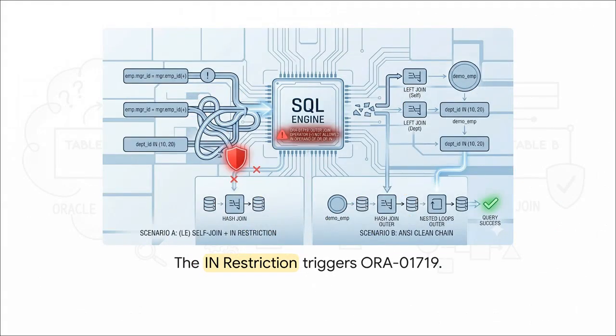And the mixing restriction isn't even the only barrier here. Say you're trying to use a legacy outer join operator, but you decide to add an IN clause, like checking if a department ID is in 10 or 20. The very second you combine that plus operator with an IN or an OR operand, the engine's execution path shatters again. This time, it tosses an ORA-01719 error. The database essentially puts up a red shield and rejects the entire query. On the flip side, if you use a clean ANSI chain with left join keywords, it easily processes the IN clause, flows smoothly right through the hash joins and nested loops, and you get query success.